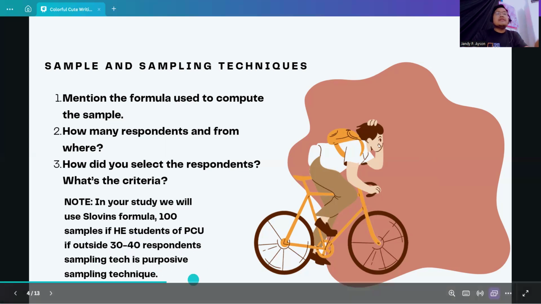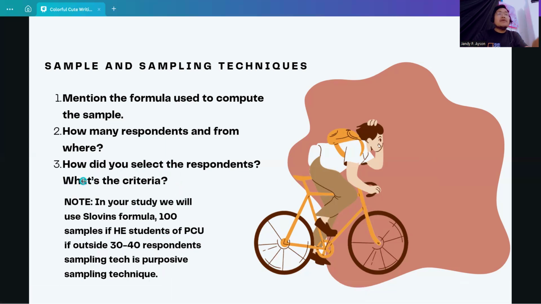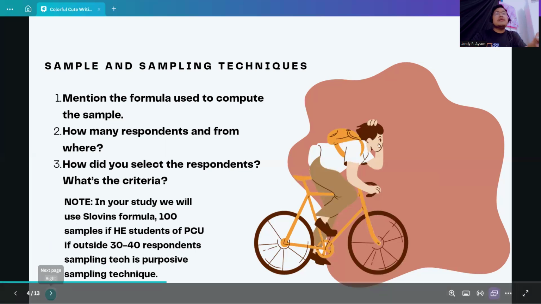And then, for the sampling technique, ang gagamitin nyo ay purposive sampling technique. Purposive sampling technique kasi dapat may ma-meet sila na criteria. So gagawa kayo ng dalawang criteria. For example, ang respondents ninyo ay home economics students. Ang pwede kong maging criteria doon is number one, they should be grade 12 home economics students. Number two, they should be enrolled at Philippine Christian University Dasmariñas campus. So yun yung dalawang criteria. Kaya purposive sampling technique yung ginamit ninyo.